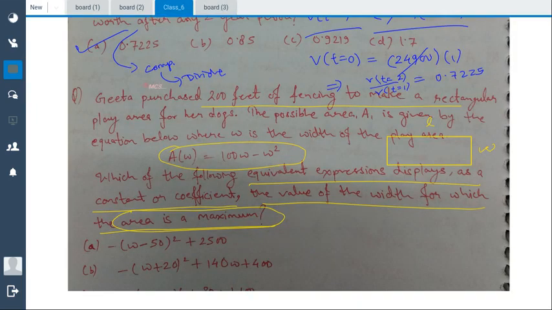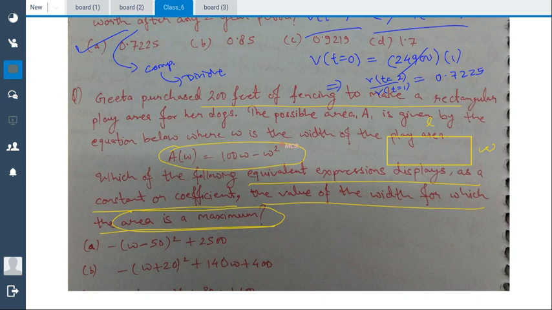My dear friends, let's come back to the question which we are doing. Minus b by 2a. So at what value of w are we going to get the maximum or minimum value of aw? First of all, you tell me whether you are going to get the maximum or minimum, and why. Quick. Come on, my dear friends. I know you can do it.